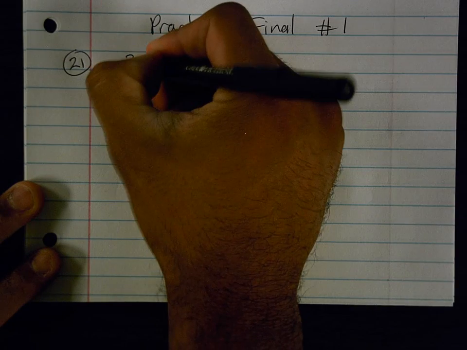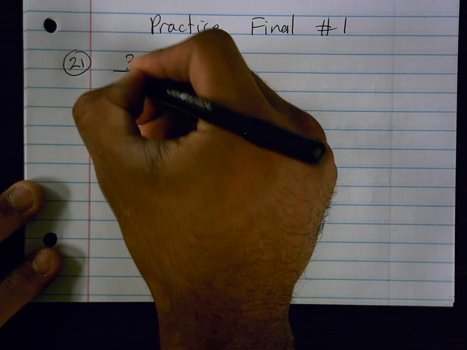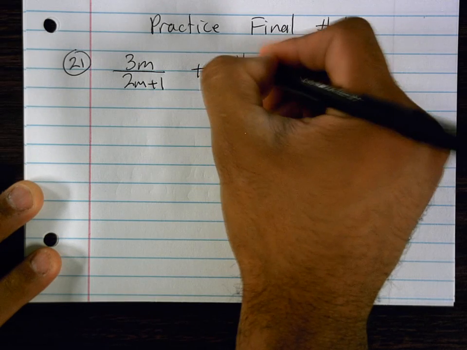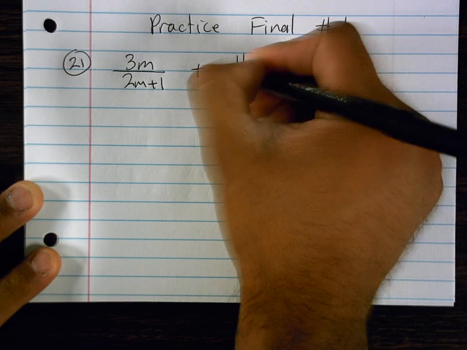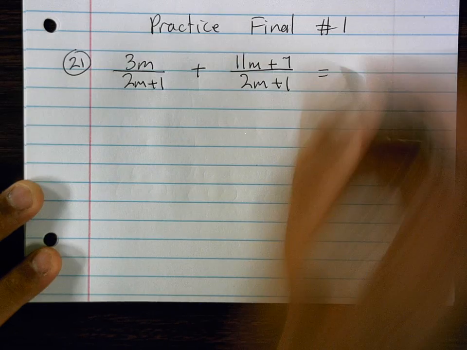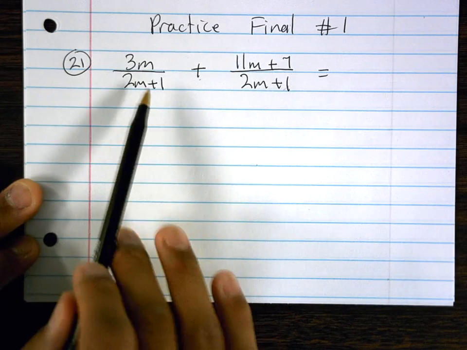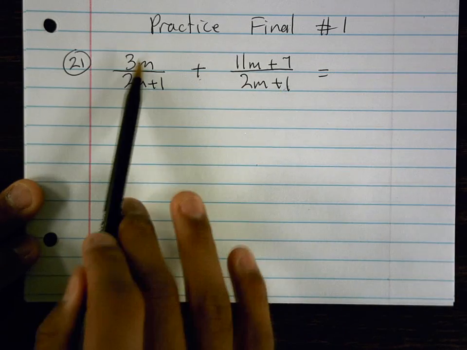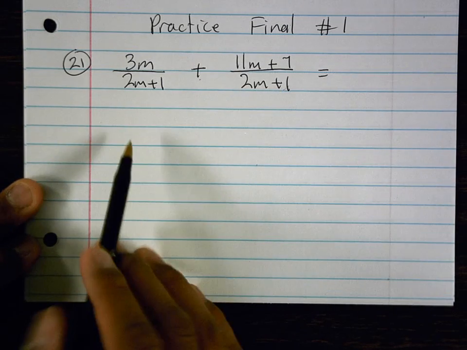Alright, continuing our practice problem number 1, number 21. 3m all over 2m plus 1 plus 11m plus 7 all over 2m plus 1. Okay, so this is the addition of fractions, meaning we have to have common denominators, and then you add the tops or the numerators, right? Combine any kind of like terms.